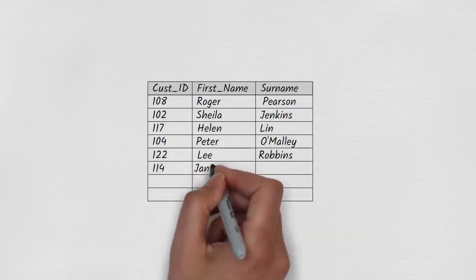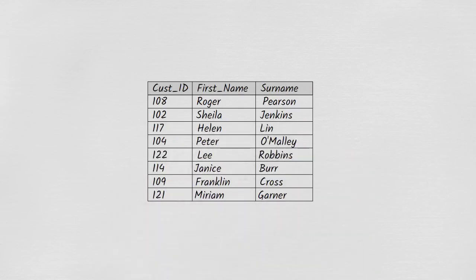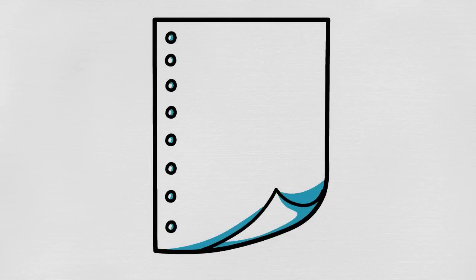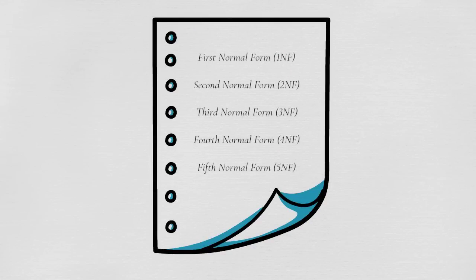We'll keep the jargon to a minimum, and we'll use lots of examples as we go. By the end of it, you'll understand the so-called normal forms from first normal form all the way up to fifth normal form. And you'll have a clear sense of what we gain by doing normalization and what we lose by failing to do it.